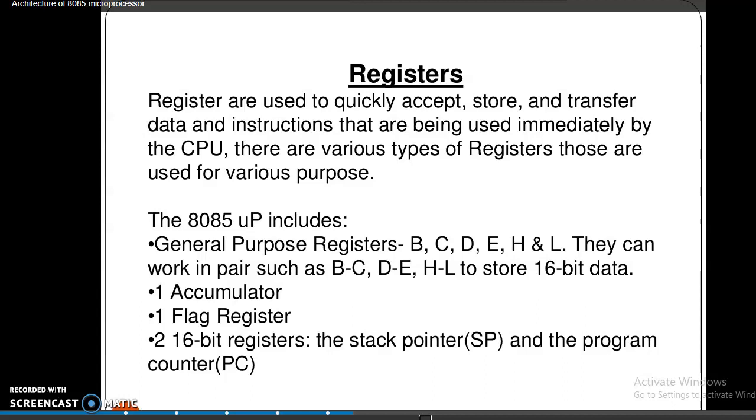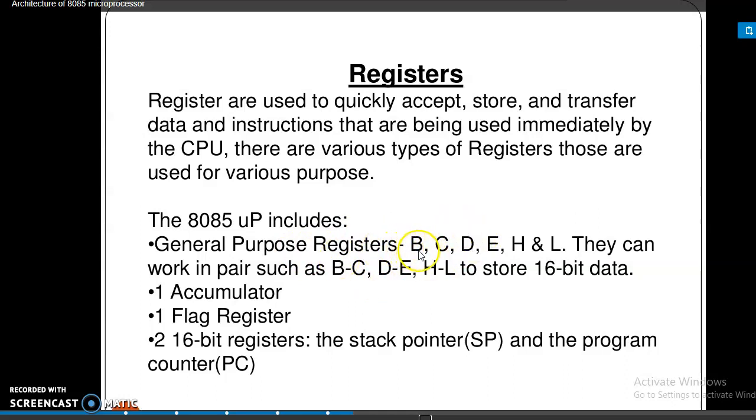The 8085 microprocessor includes 6 general purpose registers called B, C, D, E, H, and L. They can work in pairs such as B-C, D-E, H-L. We cannot mismatch the pairs. For example, we cannot do C-D or E-H or L-B. We only pair them as B-C, D-E and H-L, because in register B you can only store 8 bits of data. If you want to store 16-bit data, you can combine two registers. For example, you can only combine B-C, D-E and H-L. Okay, these are all the 6 general purpose registers.